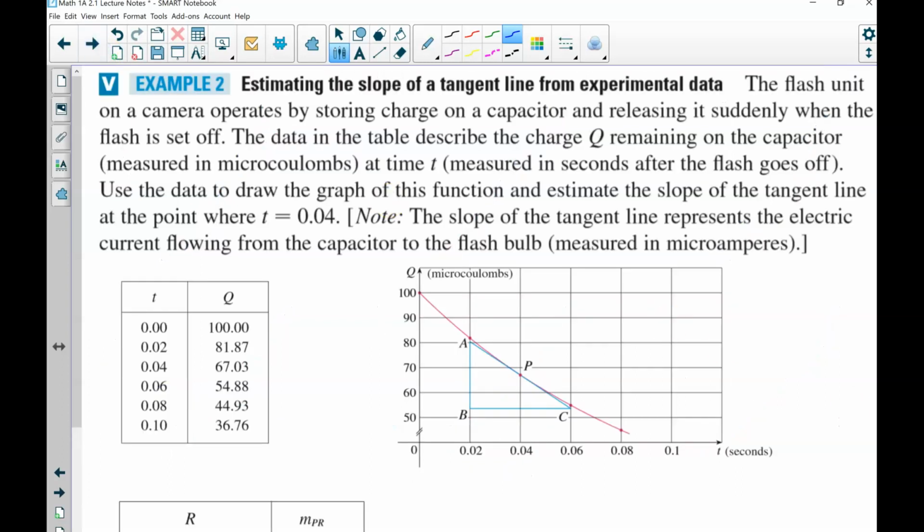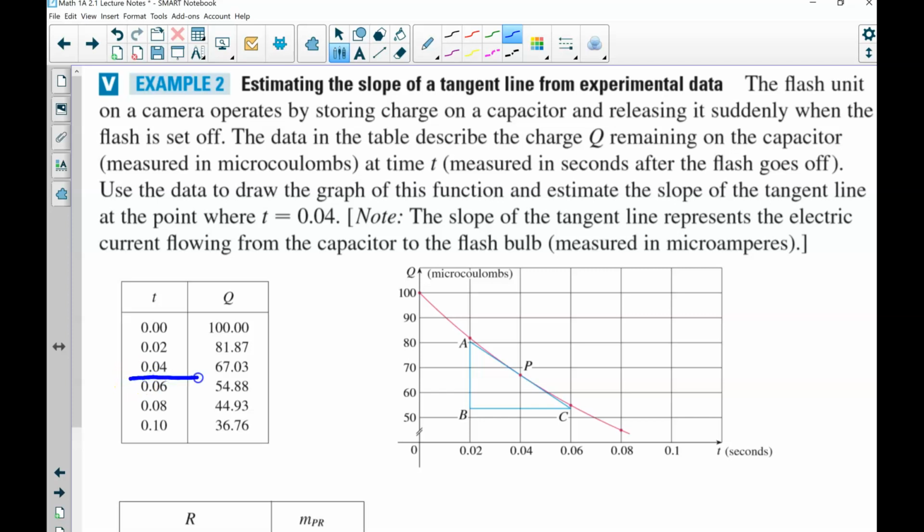Okay, so example 2, we're estimating the slope of a tangent line from experimental data. The flash unit on a camera operates by storing charge on a capacitor and releasing it suddenly when the flash is set off. Now, the data in a table describe the charge Q remaining on the capacitor measured in microcoulombs at time t. We want to use the data to draw the graph of this function and estimate the slope of the tangent line at the point where t is equal to 0.04.